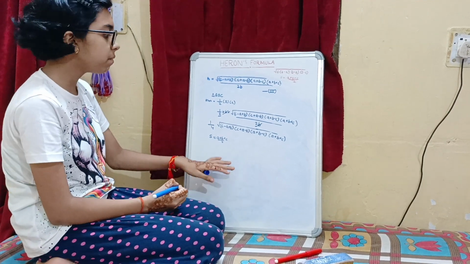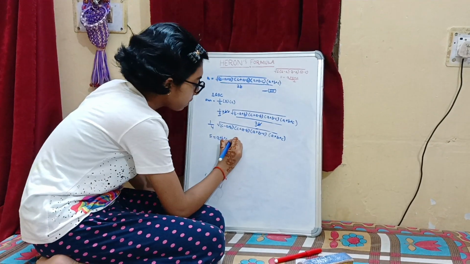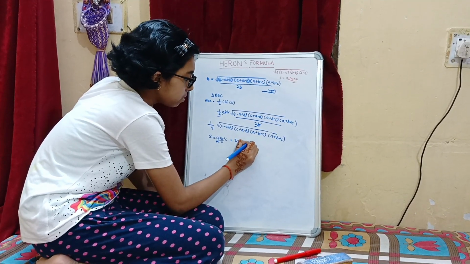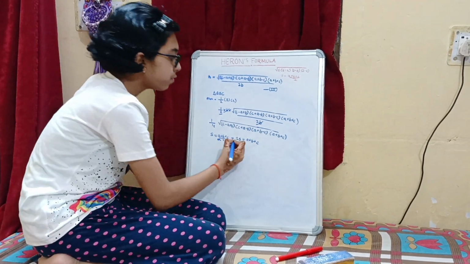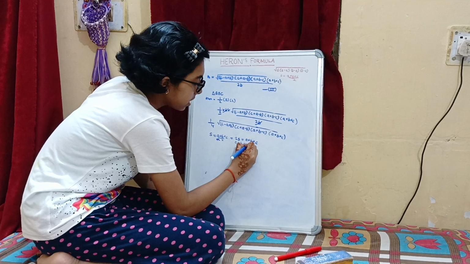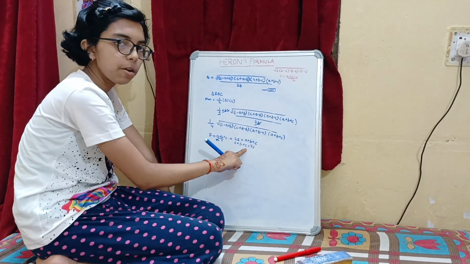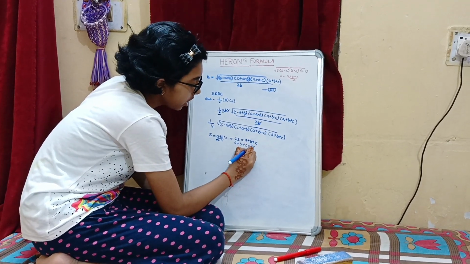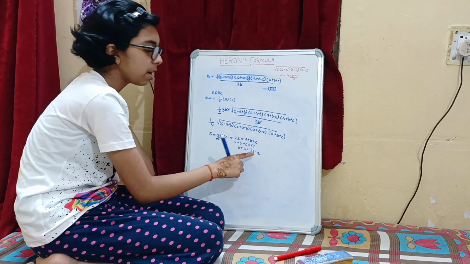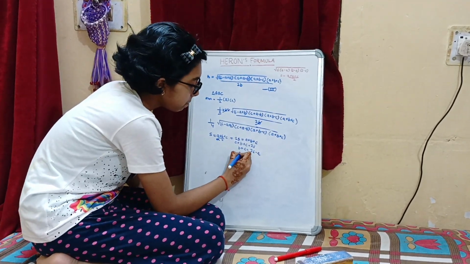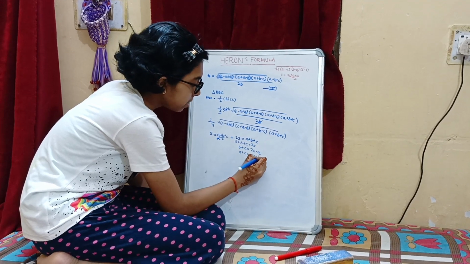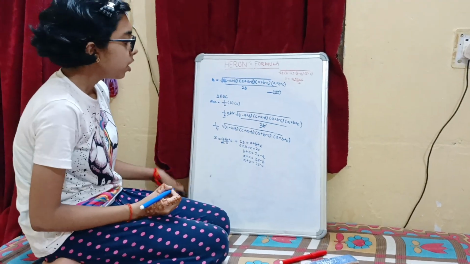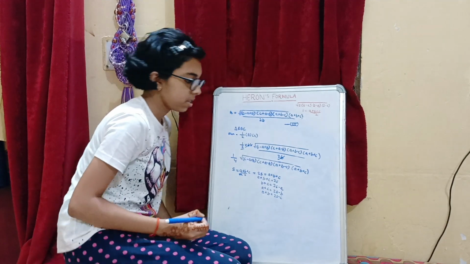From here we will calculate the value of a, b and c. So we can write it as 2s is equal to a plus b plus c. We will interchange it and write a plus b plus c is equal to 2s. If we have to find the value of b plus c, it will be 2s minus a. After that a plus c will become 2s minus b and a plus b will become 2s minus c. Now we put the value of these into this.